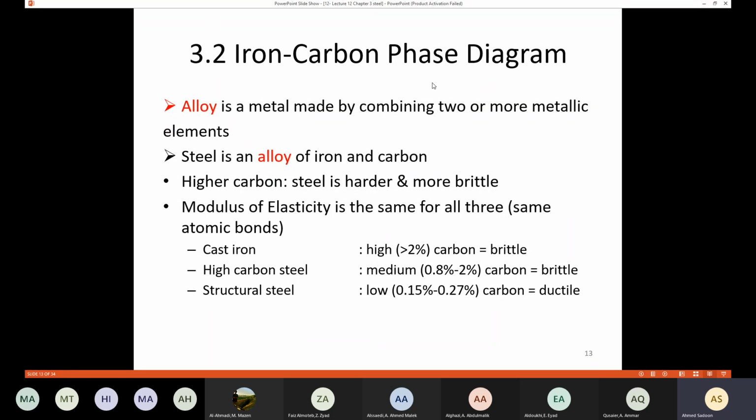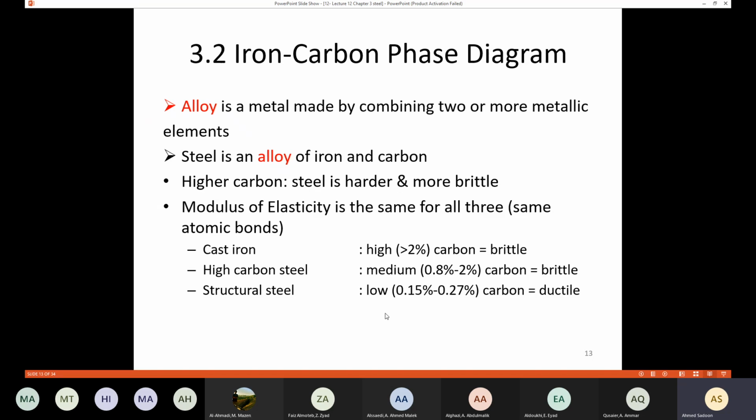Okay, the percentage of the carbon is going to control the behavior of the steel. So if the percentage of the carbon is more than 2%, the steel is going to be brittle. You are not going to have ductility. And also if the percentage of the carbon is between 0.8 and 2%, again the steel is going to be brittle. If the percentage is more than 2, we are going to call the steel cast iron. If it's between 0.8% and 2%, we are going to call this high carbon steel, and also the behavior is brittle. And finally, we have the structural steel, which is what we really want to use.